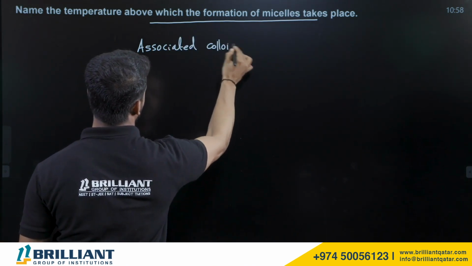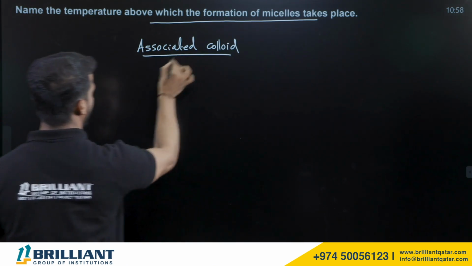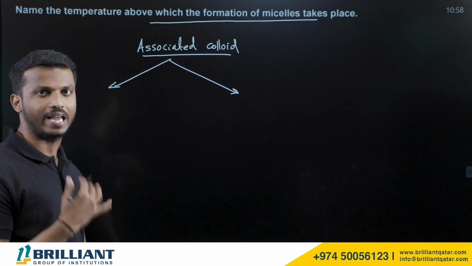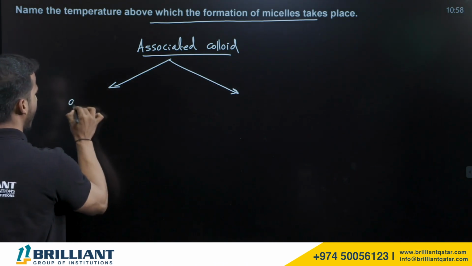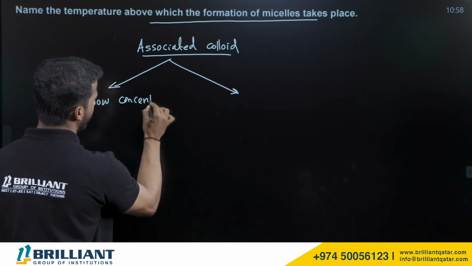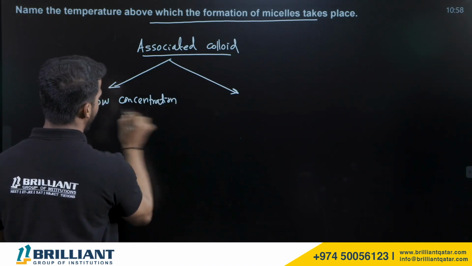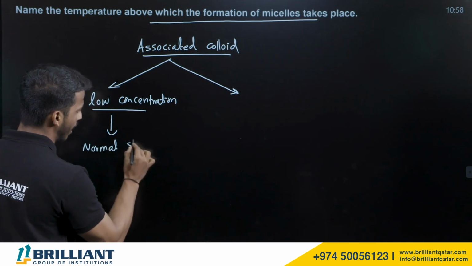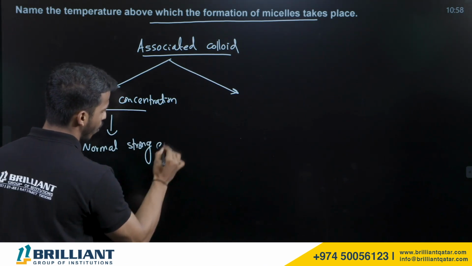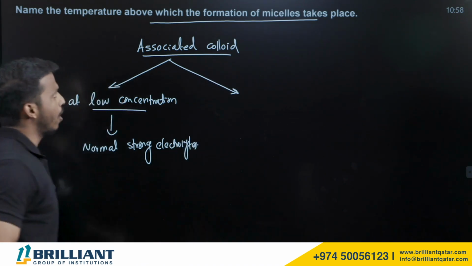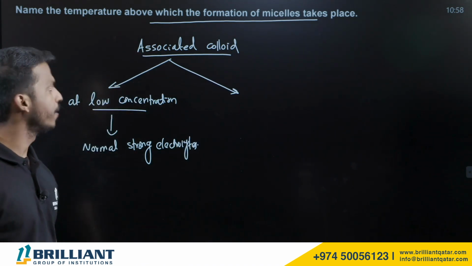What are associated colloids? Associated colloids, at a low concentration and high concentration, exist as different species. At a low concentration, they exist as normal strong electrolytes. Dear student, colloids belong to associated colloid.